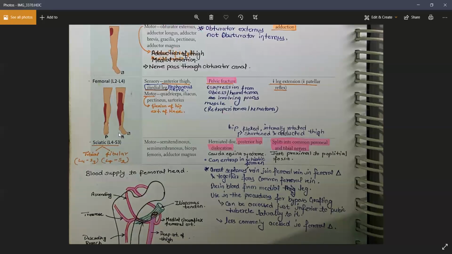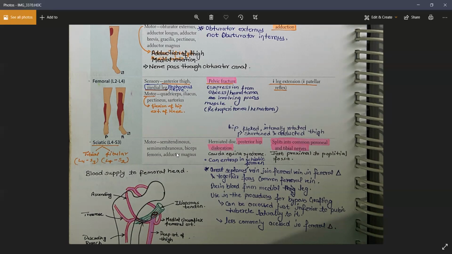Then you have the sciatic nerve from L4 to S3. It mainly supplies motor innervation to the semitendinosus, semimembranosus, biceps femoris, and the adductor magnus. All of these muscles are present in the posterior compartment of your thigh, and they are involved in hip extension and knee flexion. So whenever there is stimulation of this sciatic nerve, I can have hip extension and knee flexion, right? And this nerve passes very close to your hip joint, right?